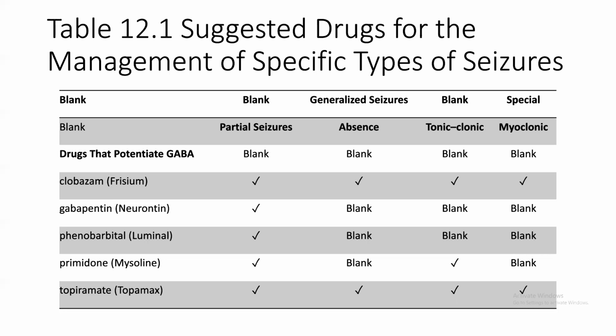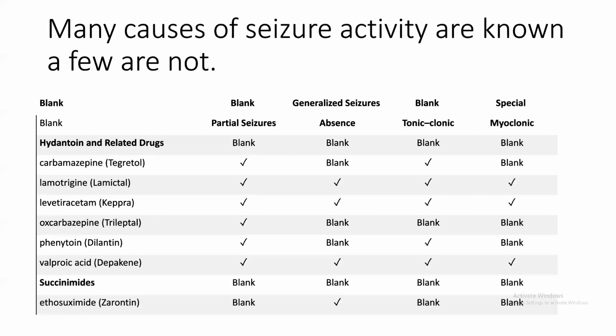So of these drugs, clobazam and topiramate are both good for any kind of seizure: partial, absence, tonic-clonic, or myoclonic. Next: many causes of seizure activity are known, a few are not.